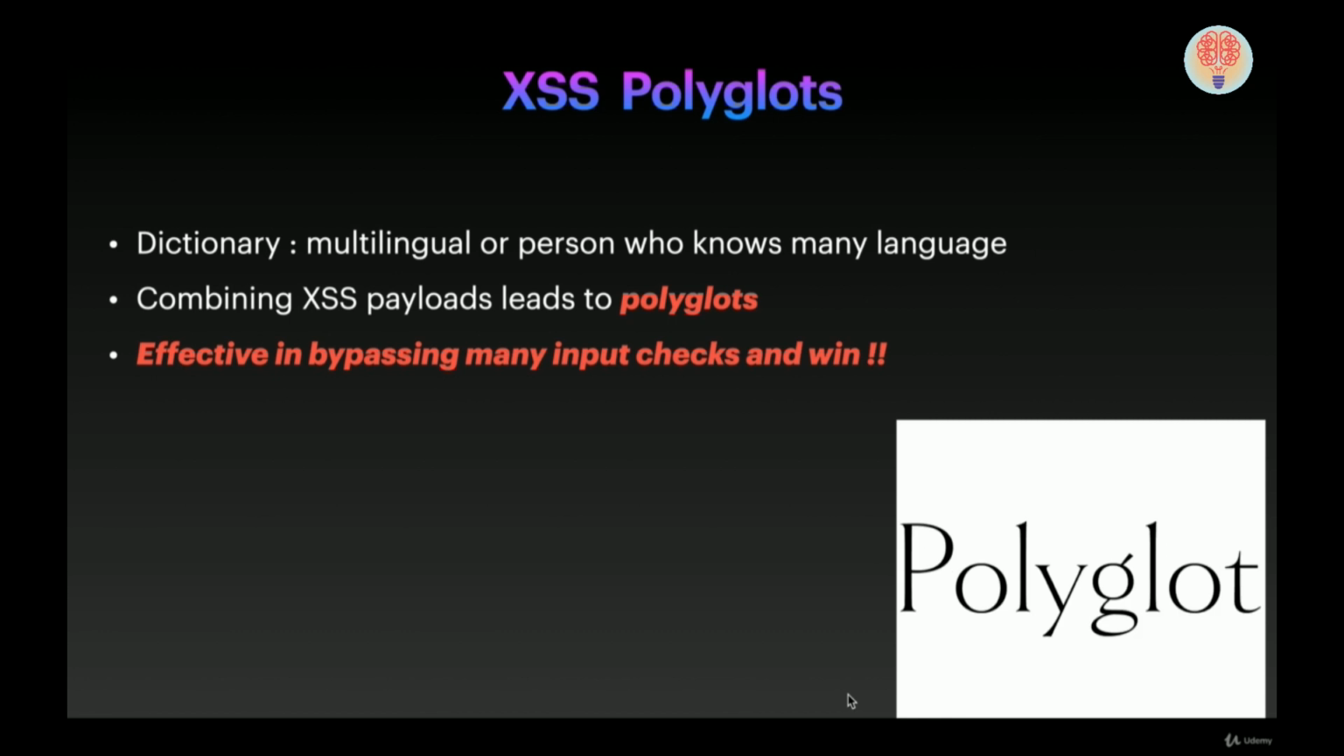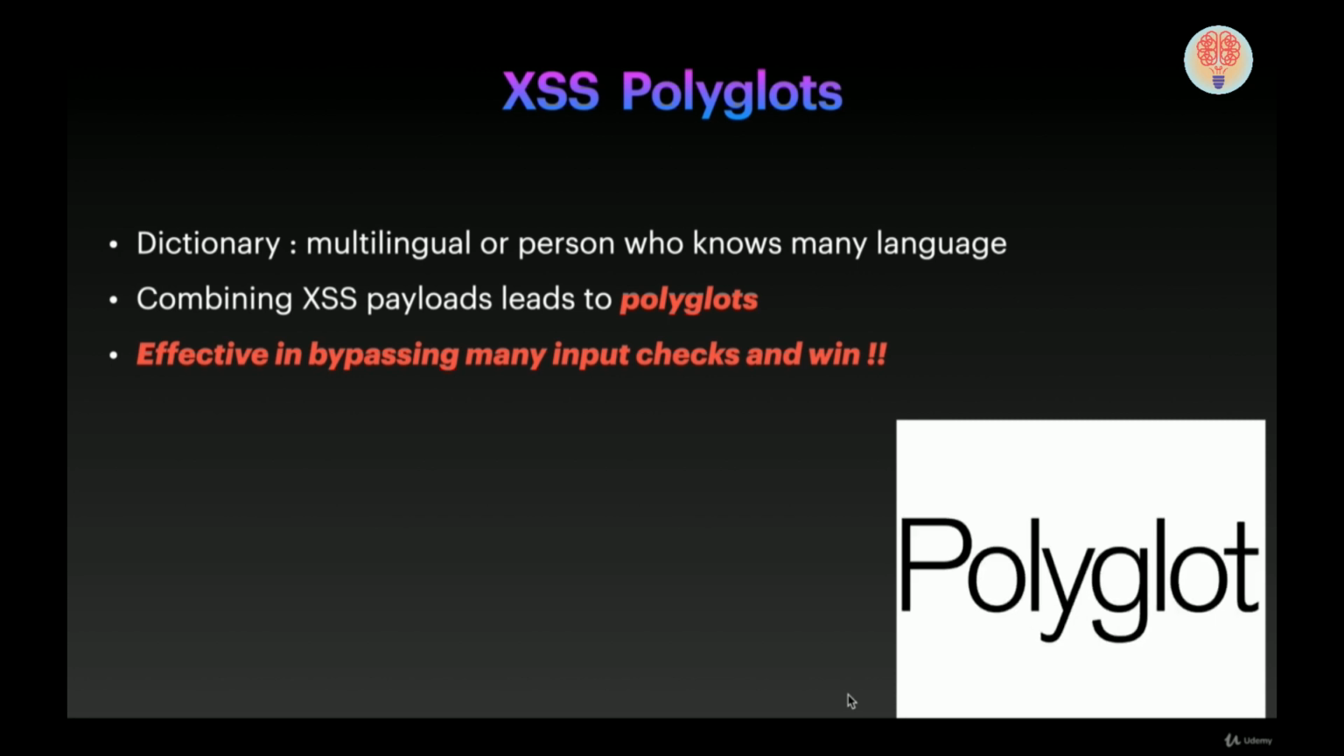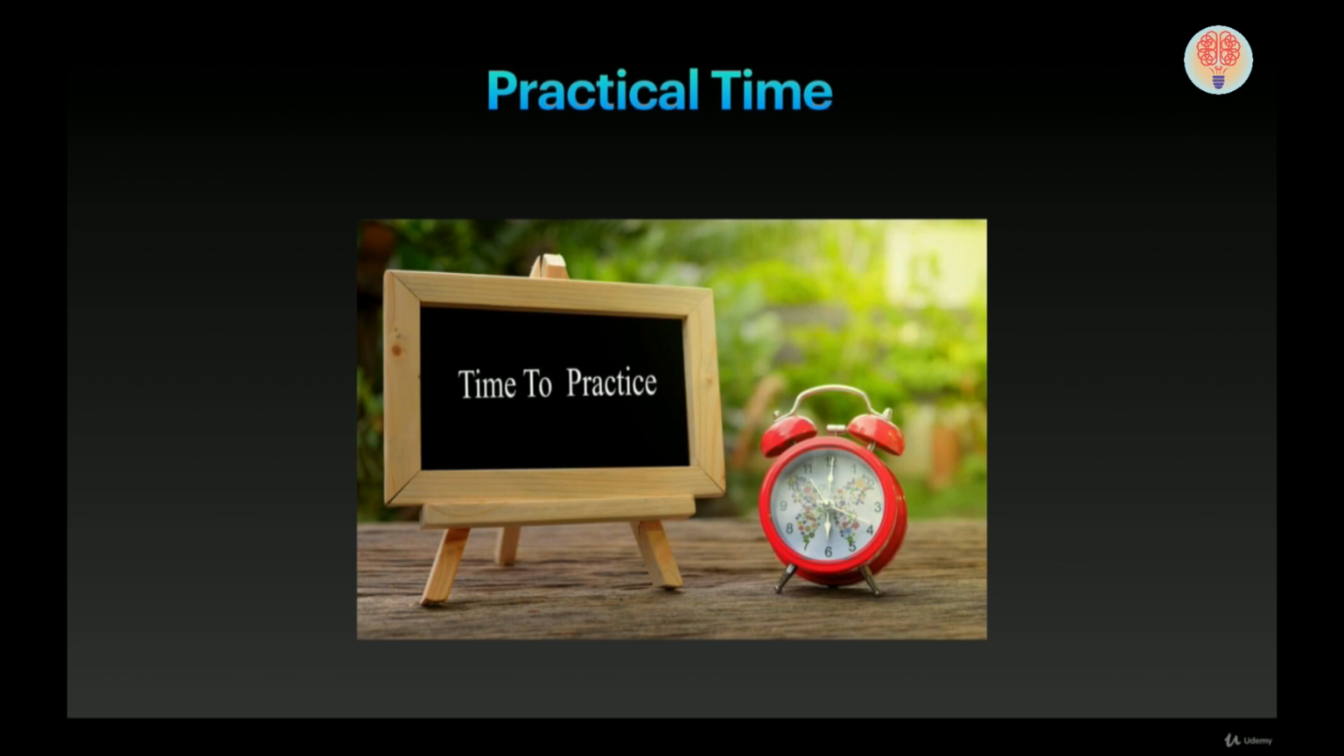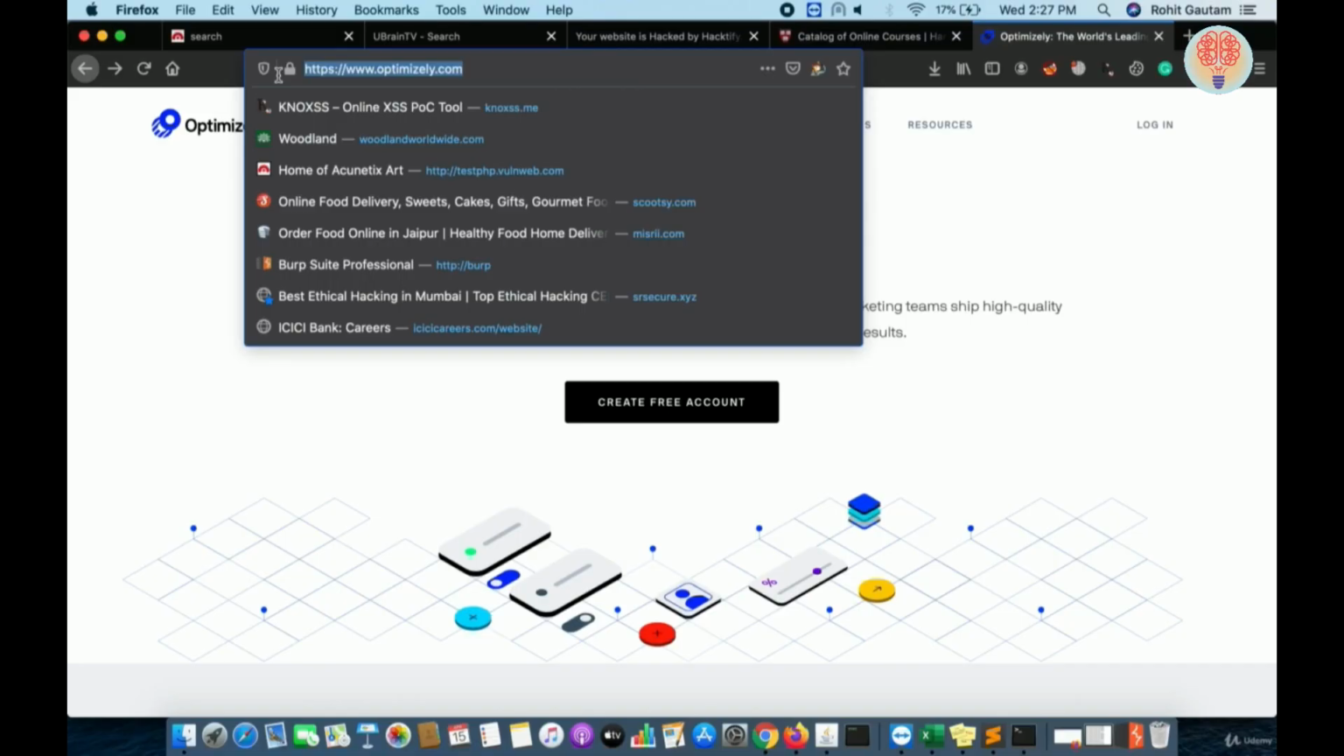Why do we use polyglots? Because they are effective in bypassing many input checks and we get an easy win. Now it's practical time, and let's see how we can use a polyglot, which is nothing but a mixture of many different XSS payloads that will help us succeed in exploiting XSS. Let's see the practical now. I'm on a website, optimizely.com, and I'm going to find an XSS on this website using an XSS polyglot.